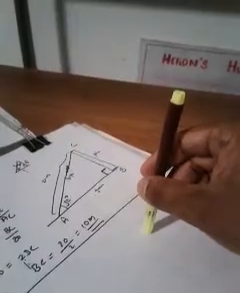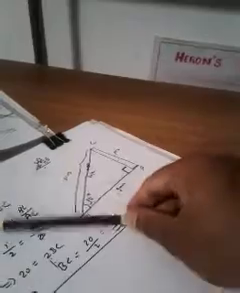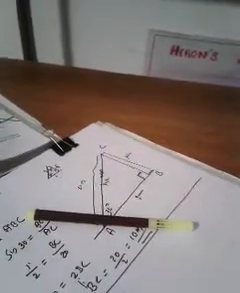If the tree breaks in such a way, in this way, what will be the angle between the tree and the ground? That will be 0 degree, no?